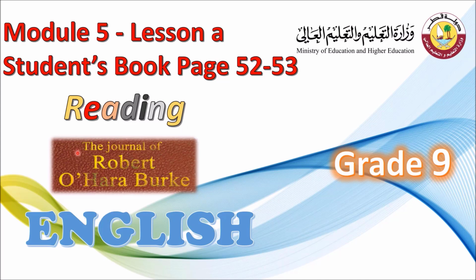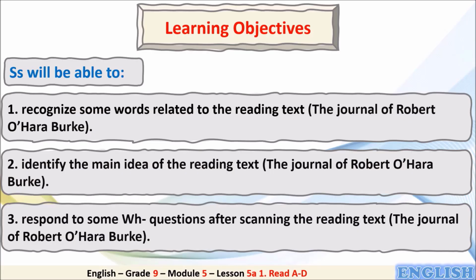Reading the Journal of Robert O'Hara Burke for Grade 9, Module 5, Lesson A, Student's Book, pages 52 and 53. Let's get started. Let's start with the learning objectives.